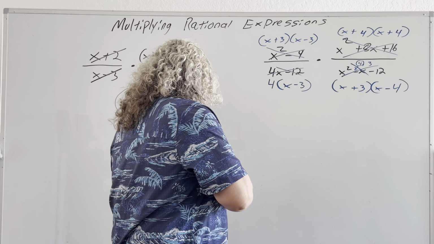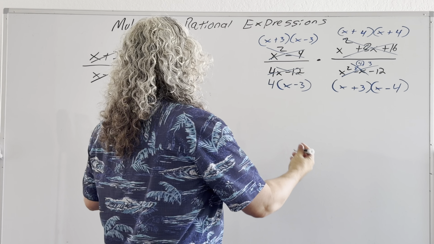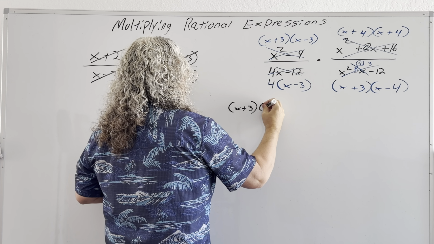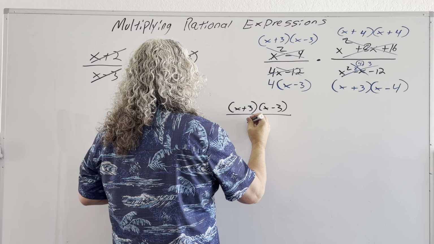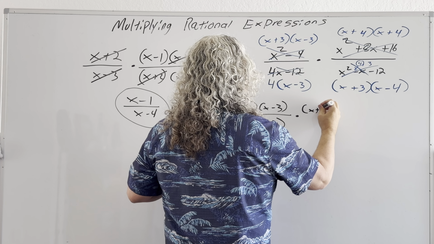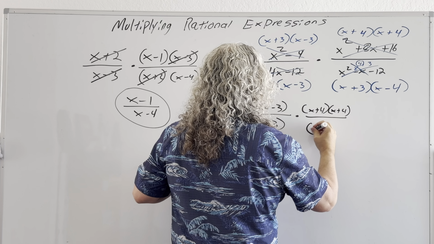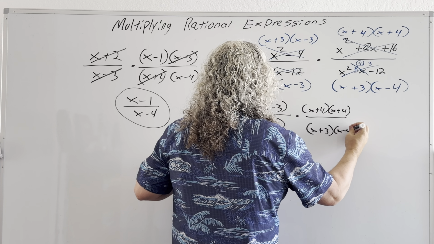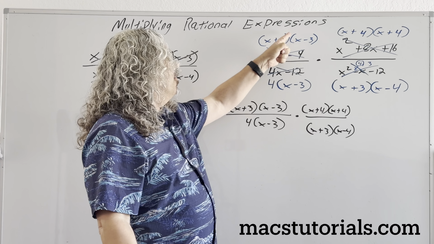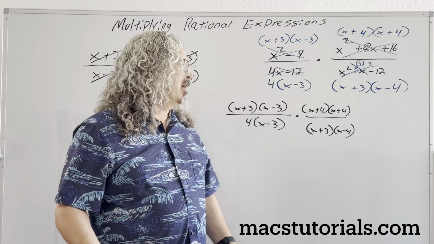Okay, so if I'm going to just rewrite it now, because you can actually start canceling things out from here. It is a bit messy. So just so you can see it, I'm going to write it here. This is x plus 3, x minus 3, over 4, x minus 3, times x plus 4, x plus 4, over x plus 3, x minus 4. So by me doing all the factoring that we did in that whole factor section, I just rewrote the problem there. Now I'm going to look for entire things that I can cross out.